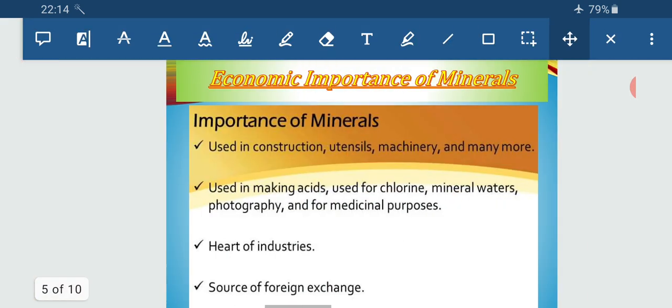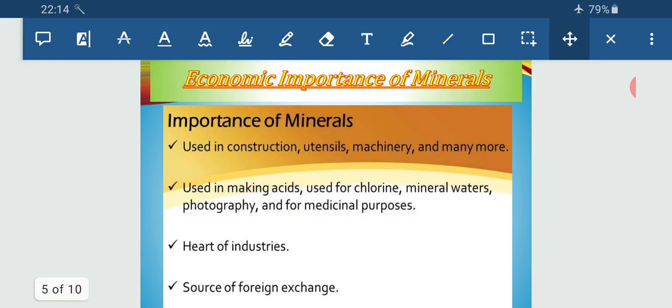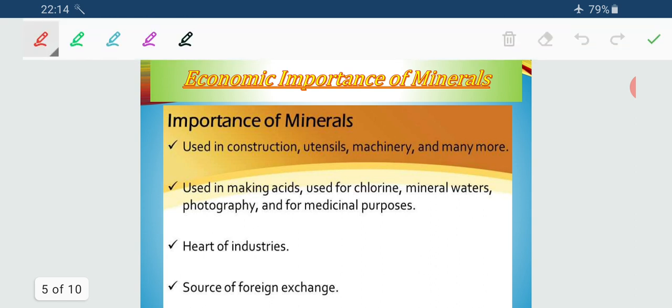Now let us move to the next part. Minerals are very much indispensable for our life. They are very important for our life. The importance of minerals can be divided under 2 headings. Number 1 is the economic importance, and the next is the importance related to humans. Now let us proceed with the economic importance of minerals.